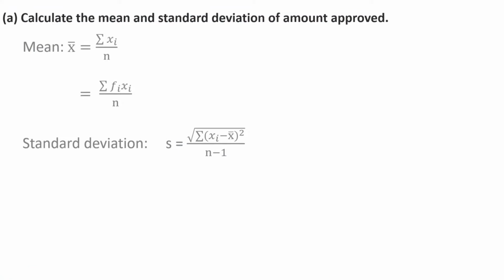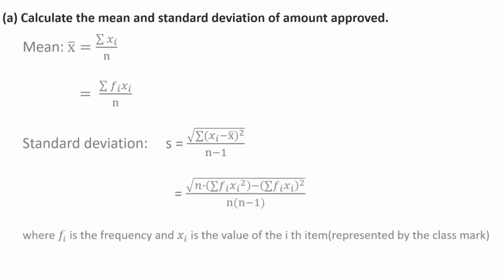We know the formula for the mean and standard deviation, as they were provided in the formula sheet in the examination. However, if we do follow the formula for the standard deviation, the procedures will be quite tedious. Indeed, from the lecture notes with mathematical proof, we know that it can also be done in a simpler way. In this equation, f subscript i is the frequency and x subscript i is the value of the ith item, which will be represented by the class mark.